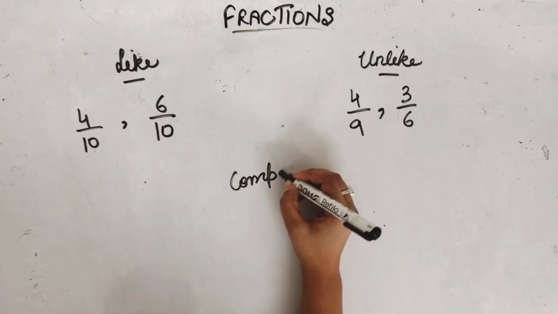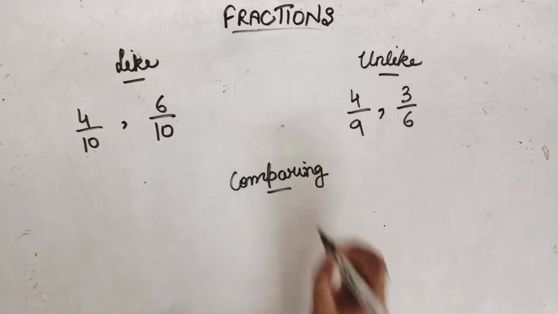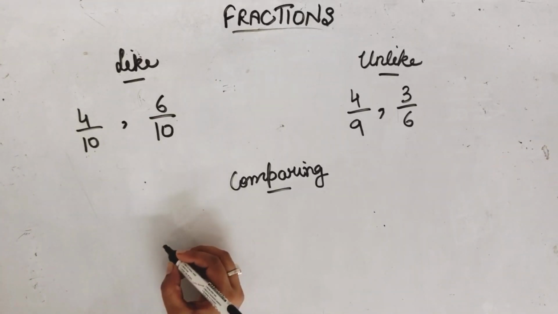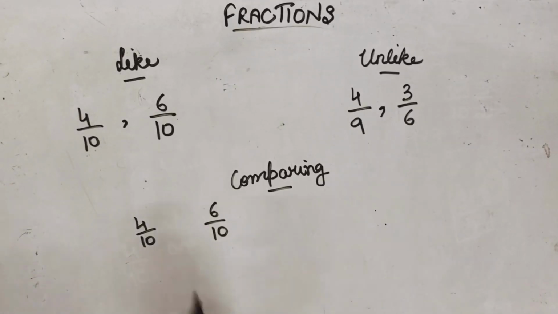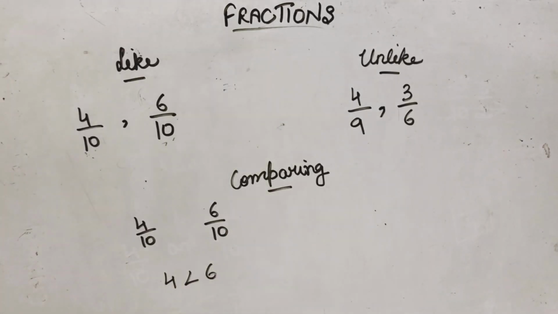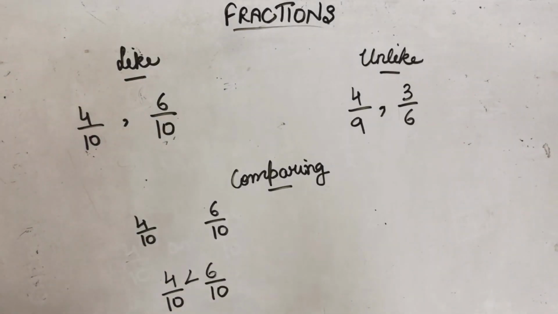Now comparing the fractions, like if you have to tell which fraction is greater and which one is smaller. To compare, the fractions should be like fractions. Let's say we have to compare these two fractions, 4 by 10 and 6 by 10. These two are like fractions. Denominators are same, so you just have to compare the numerators. 4 is less than 6, so 4 by 10 will be less than 6 by 10.